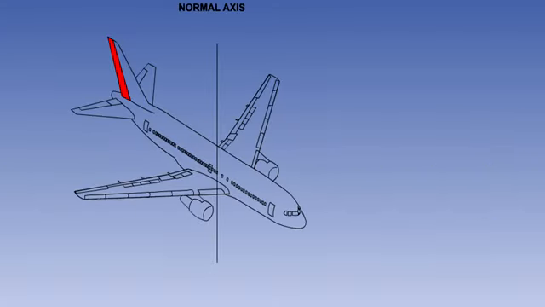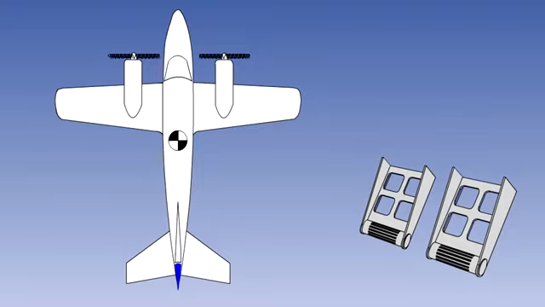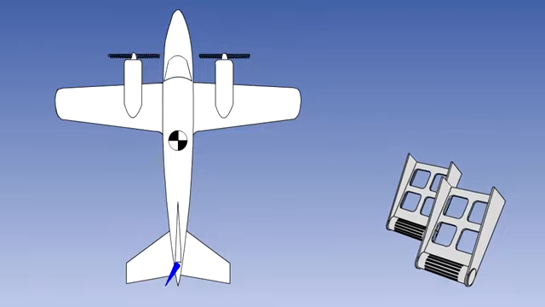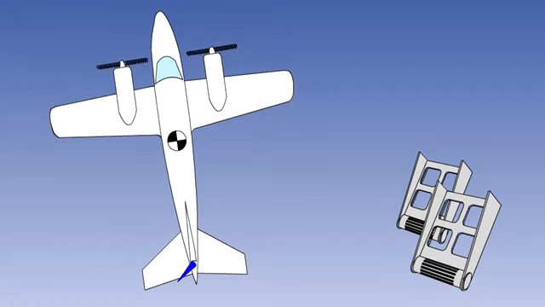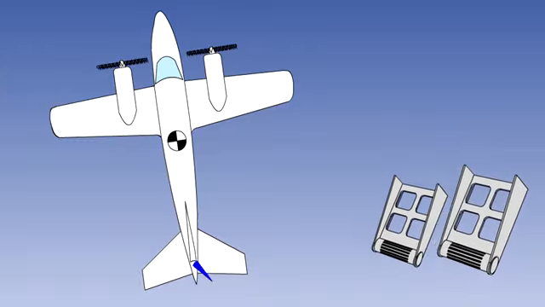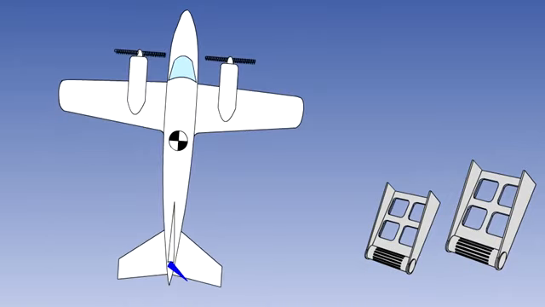The aircraft yaws about its normal axis. Control in yaw is normally achieved by the use of a rudder. The rudder is controlled by the rudder pedals. Pushing the left pedal forward causes the rudder to move to the left, and the aircraft nose to yaw left. Pushing the right pedal forward causes the rudder to move to the right, and the aircraft nose to yaw right.